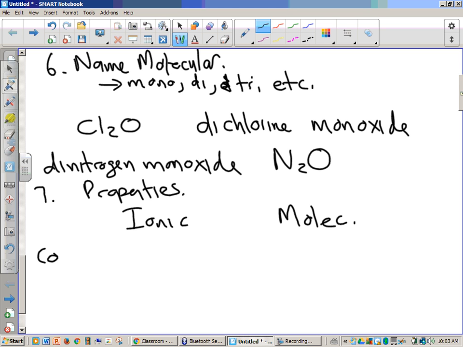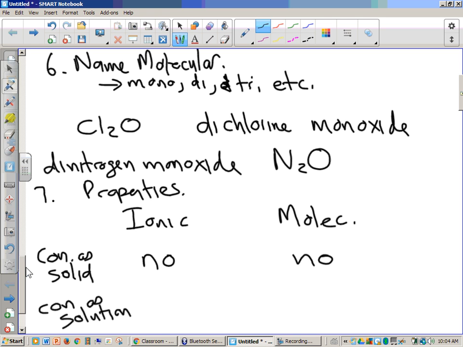Over here I would have had conductivity as solid. So con means conductivity. Are we okay with that? And as a solid, we put those conductivity meters on the solid. What am I putting down for those things? Remember doing the experiments? For the solid, what did the light do? Okay, it did nothing. No and no. Conductivity as a solution, in other words, dissolved in water. Yes and no.